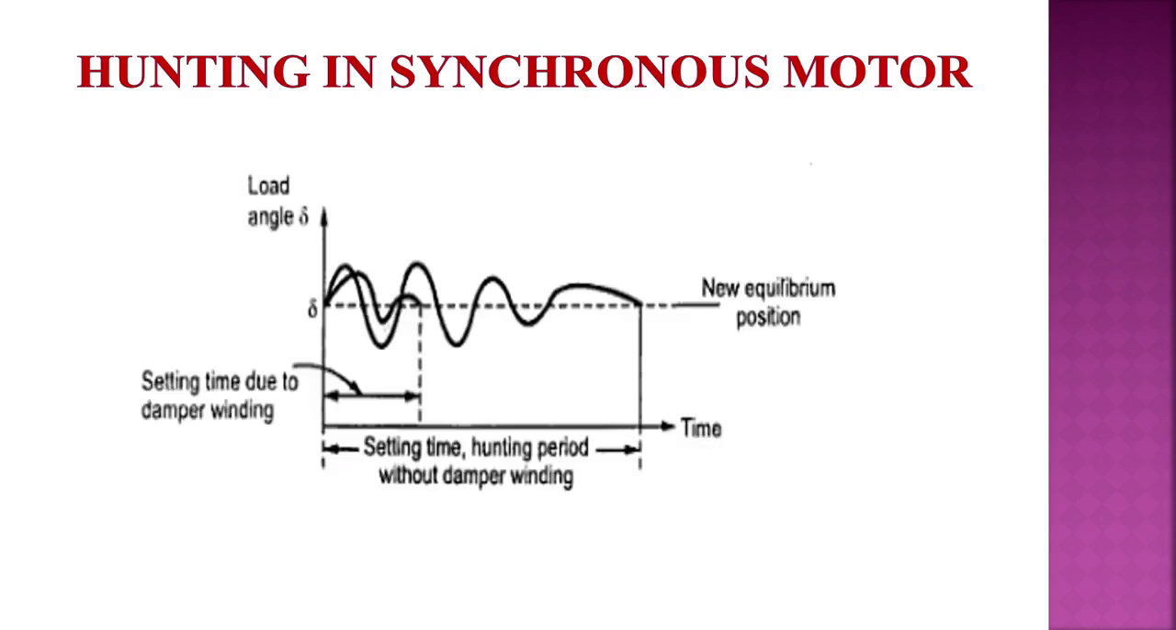So this is a diagram showing load angle delta versus time, where we can see that the dotted line is showing the new equilibrium position. Okay. This is the settling time due to damper winding. We will see where damper winding is and why it is used in the coming slides. Here these are the settling time, hunting period, and without damper winding. And this is the settling time due to damper winding.